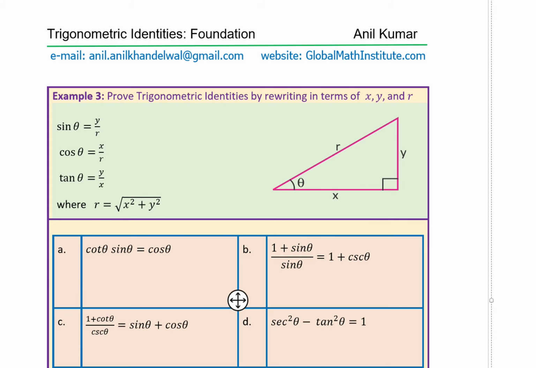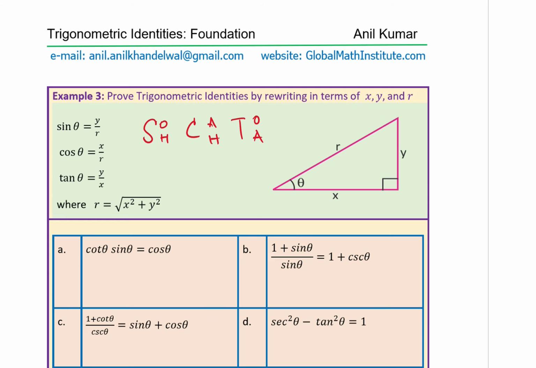Here is the one. Question number 3 for you is to prove trigonometric identities by rewriting in terms of x, y, and r. We are given a triangle here, the sides being x, y, and r. Now in this right angle triangle, sine theta is y over r, cos theta is x over r, tan theta is y over x, and r is the square root of x squared plus y squared, right? That you know. SOHCAHTOA: sine is the ratio of opposite to hypotenuse, cosine is adjacent over hypotenuse, and tan is opposite over adjacent.